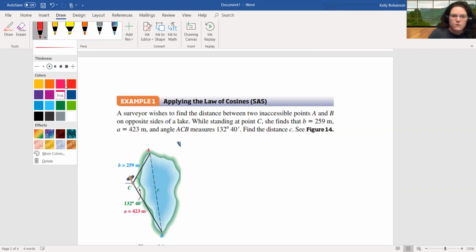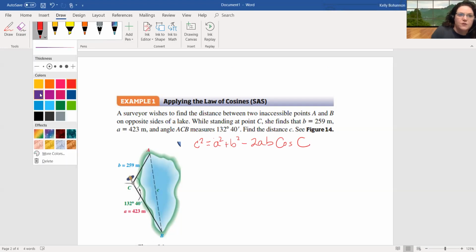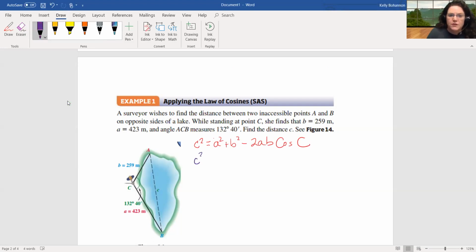So this is the law of cosines that I'm going to use. C squared equals A squared plus B squared minus 2AB cosine of C, because these match. All right, so now it's just plugging numbers into formulas and solving using algebra. And there's only a couple little things you have to watch out for.